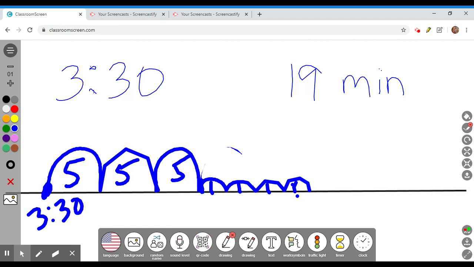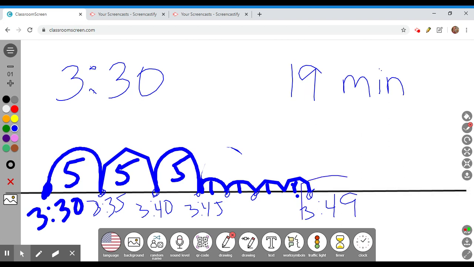So I'm going to go ahead and finish this problem up. So 330, my next point on the number line is 335. Boy, some of those look so sloppy. My apologies again. My next point would be 340. My next point would be 345. Here would be 346, 347, 348. And finally, my ending time then is 349.